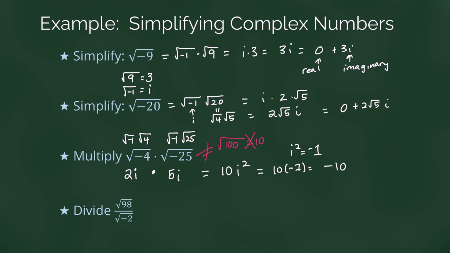We're going to do something very similar in the next one. Here we have the square root of 98 over the square root of negative 2. I'm going to simplify those individually. So the square root of 98 is the square root of 49 times the square root of 2. On the bottom, I have the square root of negative 1 times the square root of 2.